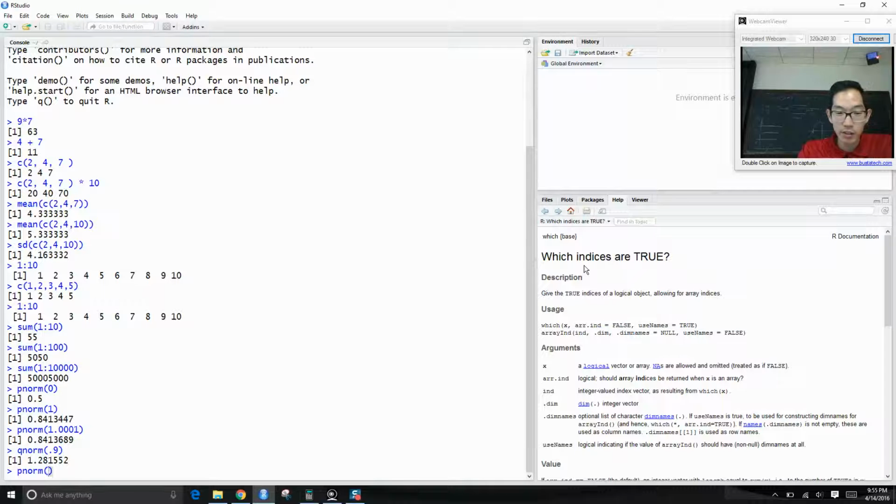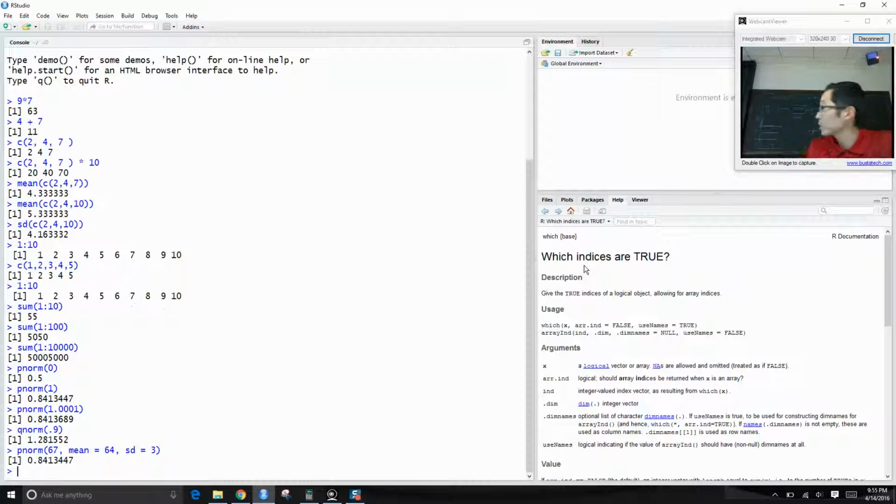You can just say, okay, what percentage of women are shorter than 67 inches if the mean is 64 and the standard deviation is 3. Okay, so you can give it actual numbers. And when you say p-norm 67, mean 64, standard deviation 3, it'll say, oh, I know what you're talking about. That's actually p-norm of 1. The z-score is 1 there, and this is the area to the left.